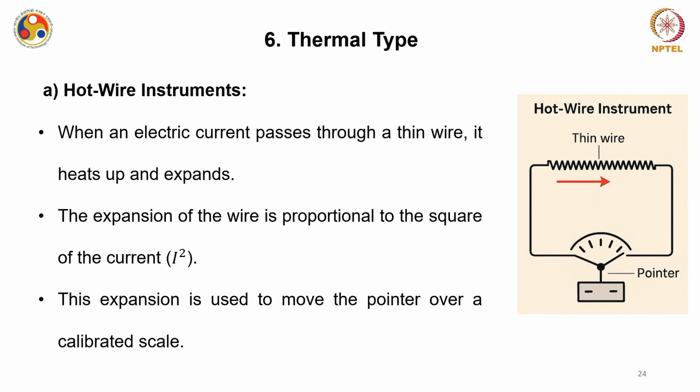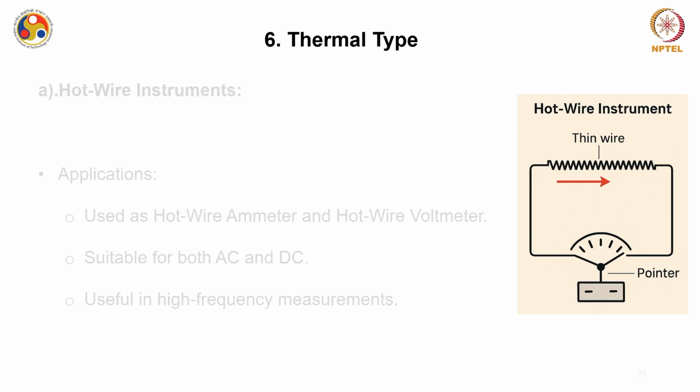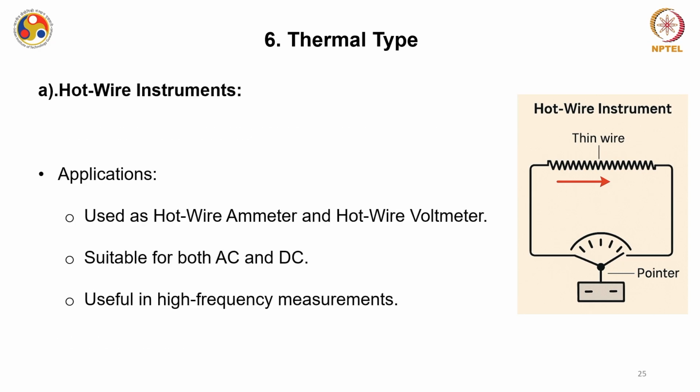So in the hot wire instrument, when an electric current passes through a thin wire, it heats up and expands, as we have just seen in a generic thermal type instrument. The expansion of the wire is proportional to the square of the current flowing, and this expansion is used to move the pointer over a calibrated scale. This movement is because of the deflection torque. The torque is generated by the expansion, which is in turn because of the heating due to the current flow. So basically you are measuring the current through an indirect method.